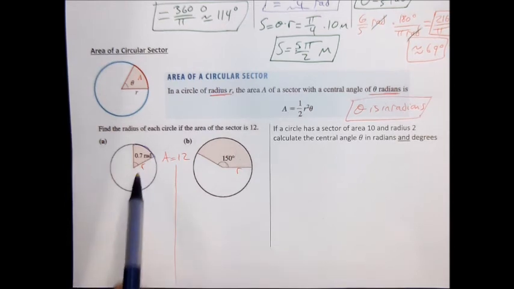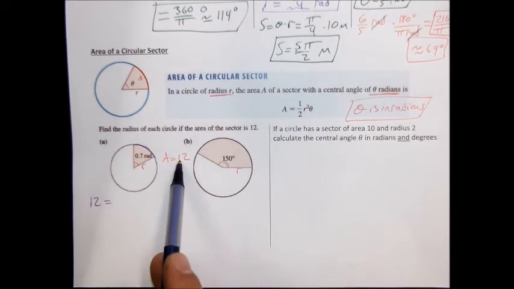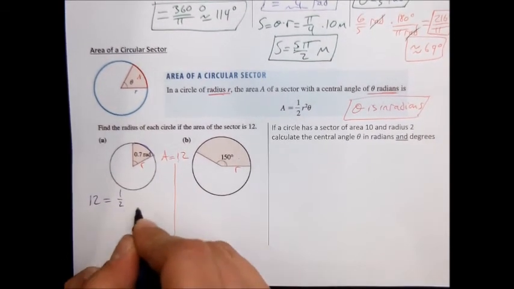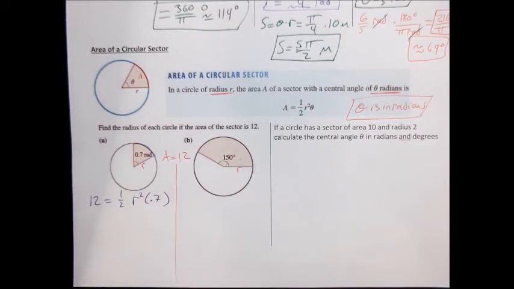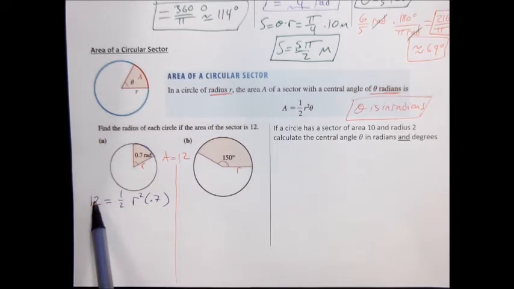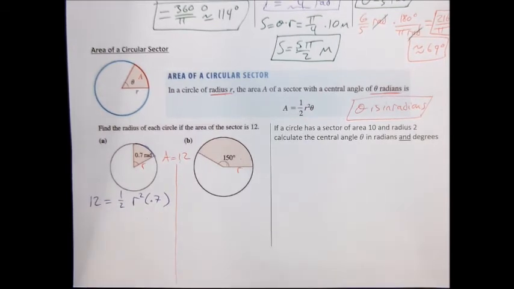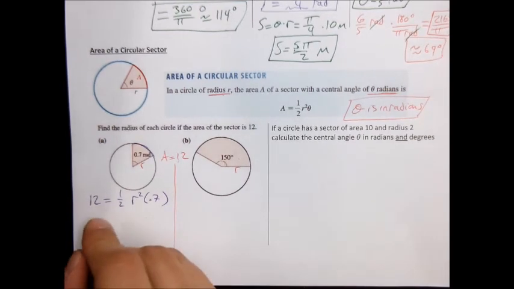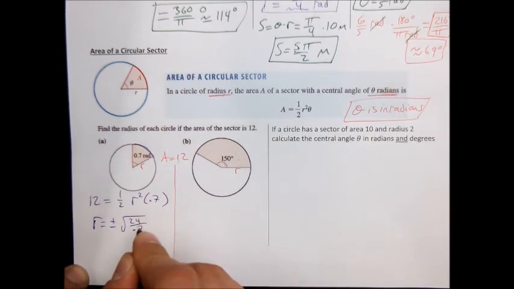So if we want to solve for r, we just plug it into this equation, and we have 12, because that's our area, equals 1/2 r squared times 0.7 radians. And we can just use the equation as is, because we have a radian value. And so just see what happens here. I'm just going to jump to the answer, but we multiply by 2 here, right? This would give us 24. And then we divide by this 0.7, so we'd have 24 over 0.7. And then we'd take a square root. And so we'd have r equals plus or minus square root of 24 over 0.7.